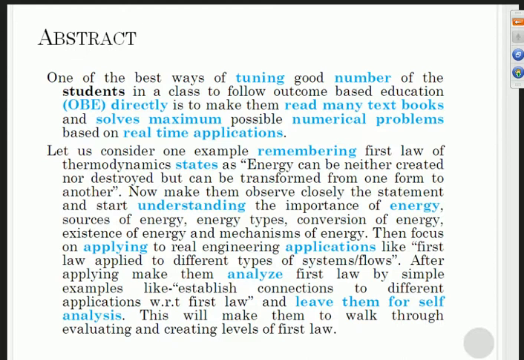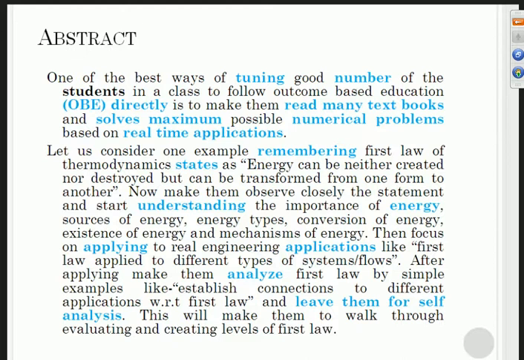more often students will read many textbooks. We know that. But how many of the students are reading the textbooks? That is the first question. Second point is, how many students are solving more number of numerical problems based on the real-time applications? That is another issue which I am going to address here.